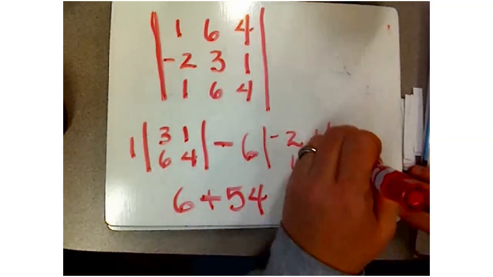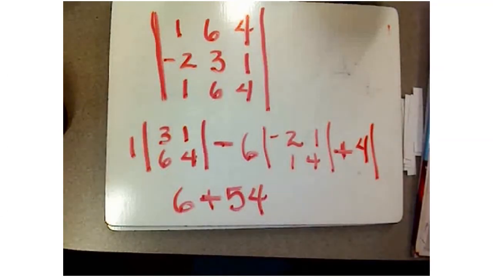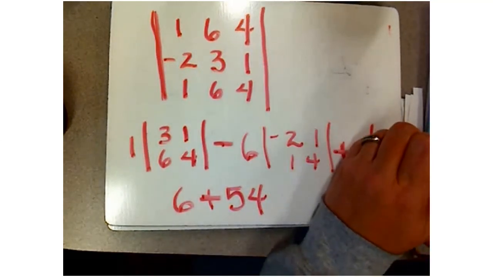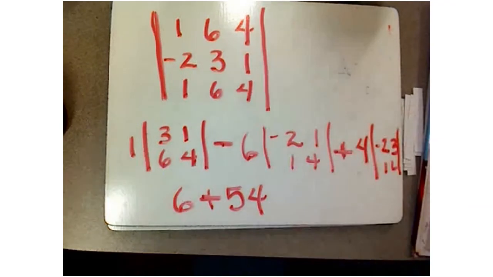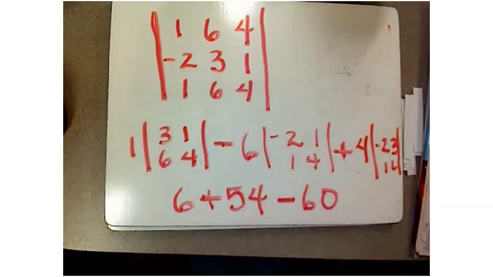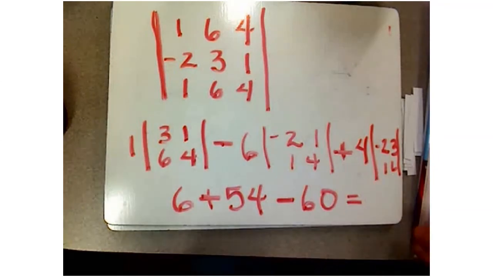All right, then we're going to add to it our C1 element times its minor, so 4. And what is the minor of the C1? Negative 2, 3, 1, 6. Good. What is the determinant of negative 2, 3, 1, 6? Negative 12 minus 3, which is negative 15. What is 4 times negative 15? Negative 60. What is 6 plus 54 minus 60? 0.